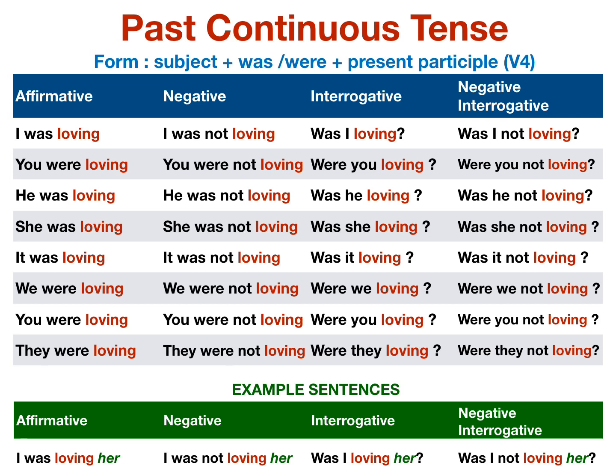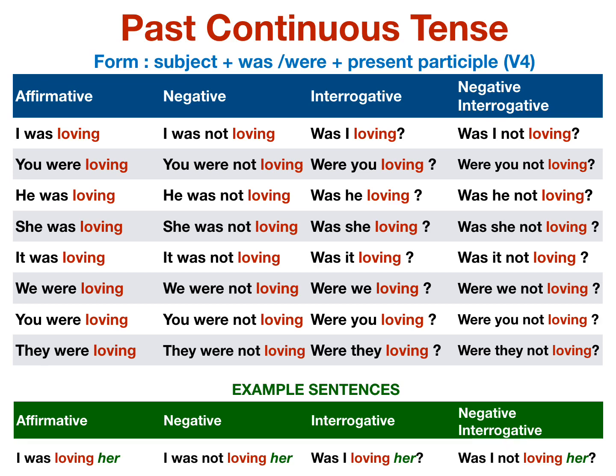Past continuous tense. Subject plus was, were plus V4. I was loving. I was not loving. Was I loving? Was I not loving? You were loving. You were not loving. Were you loving? Were you not loving? He was loving. He was not loving. Was he loving? Was he not loving? She was loving. She was not loving. Was she loving? Was she not loving?